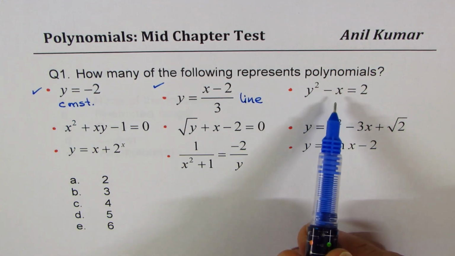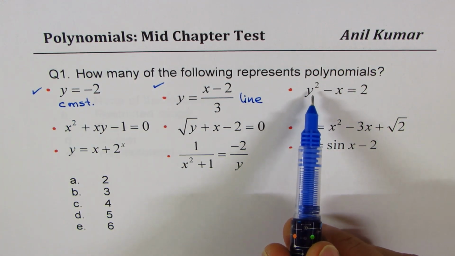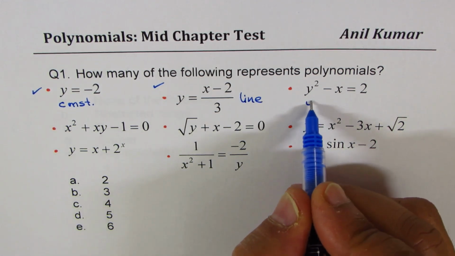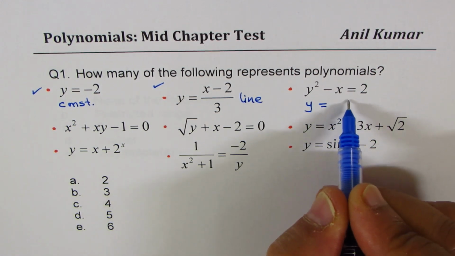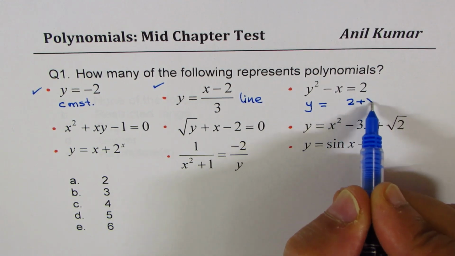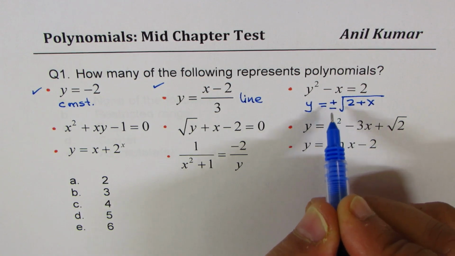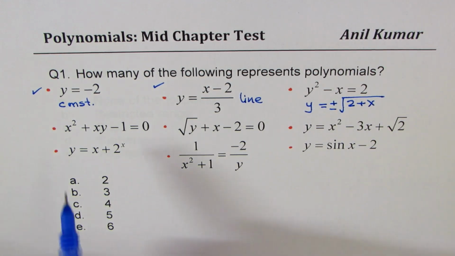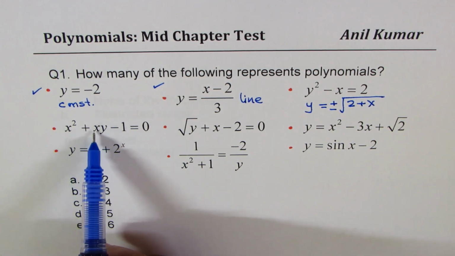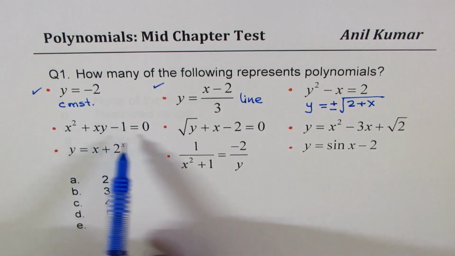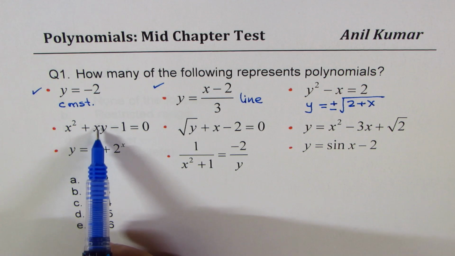y squared minus x. Whenever you see y squared, then it's not even a function, right? So you could isolate this as y equals to plus or minus square root of 2 plus x. So this is not a function. And whenever you see the product x and y, and if you try to isolate y, you will get x in the denominator. So we get negative power.